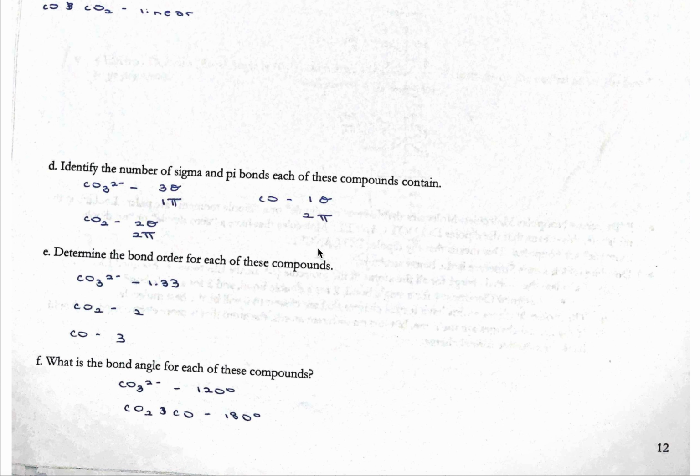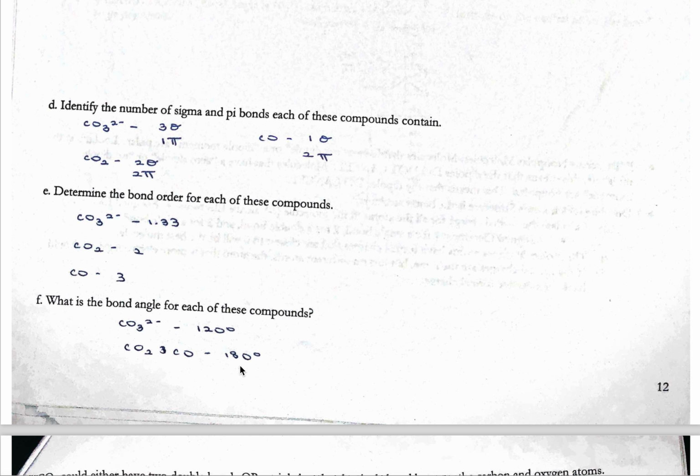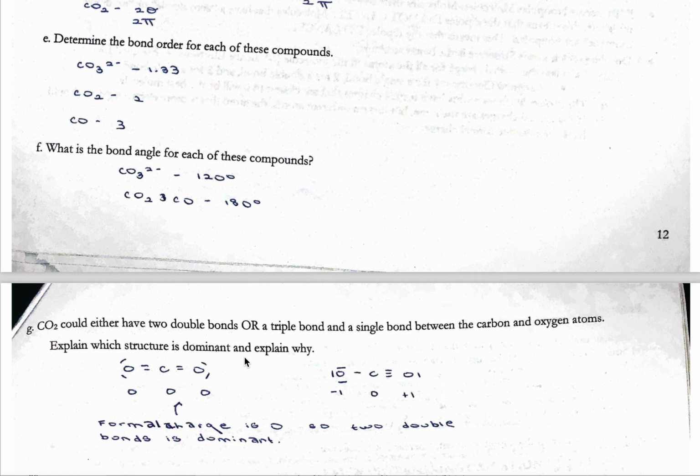for the bond order. Okay, and then for bond angle, since this is trigonal planar, it's going to be 120 because it's 360 divided by 3. Here, 360 divided by 2 would give me 180.